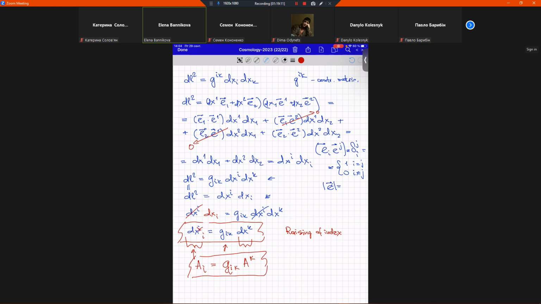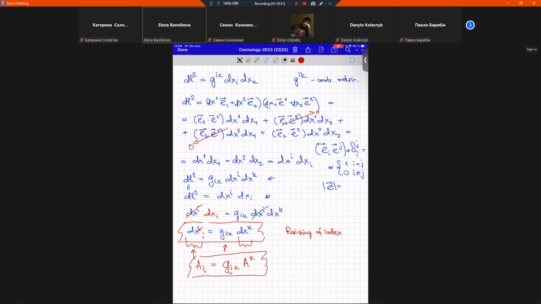The same rule we can use for lowering of the index of the tensor. We will consider it in the next lecture. In advance, we also will consider the example of the metric tensor and play a little bit with different coordinate systems to feel what exactly the metric tensor is.